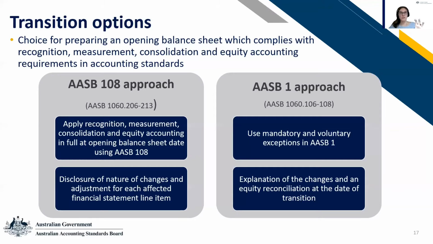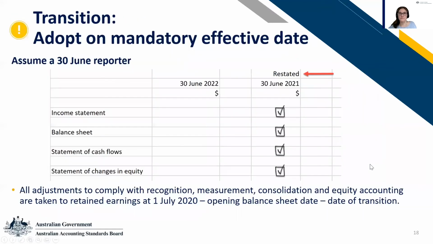So where your numbers are going to change, you have to make a decision about which of these two standards you are going to follow. How are you going to get your opening balance sheet to be in compliance with recognition, measurement, consolidation, and equity accounting? So it's a first accounting policy choice that you will need to make. So having made that decision on how are we going to get to the opening balance sheet, let's now look at what our opening balance sheet looks like. And this is where we're going to diverge a little bit.